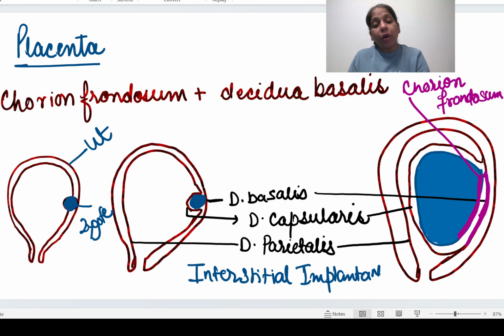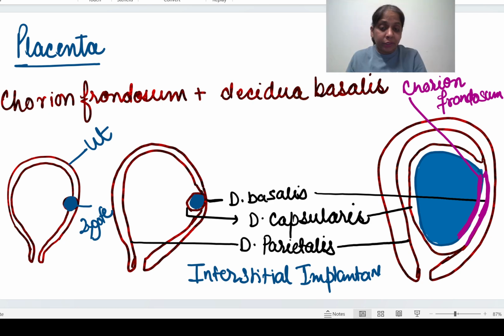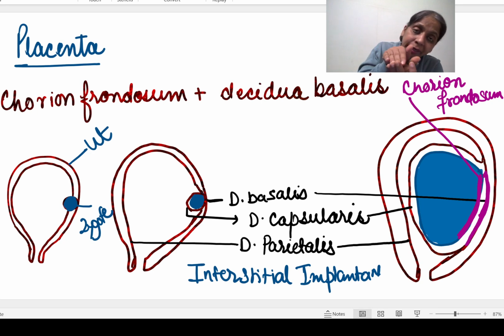Right now, some endometrium is this way. The morula has made its space in between that endometrium. So endometrium is also above it and endometrium is also below the morula during the implantation.